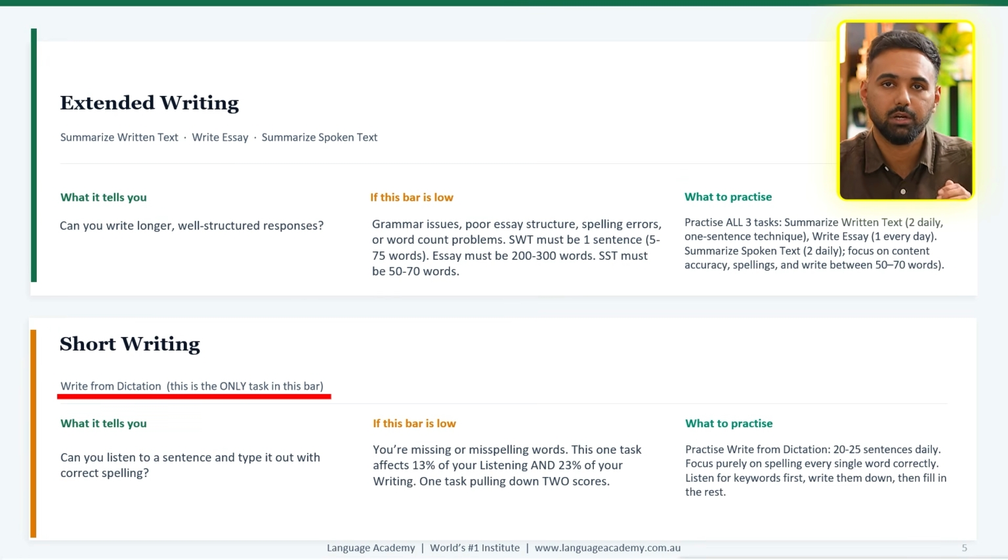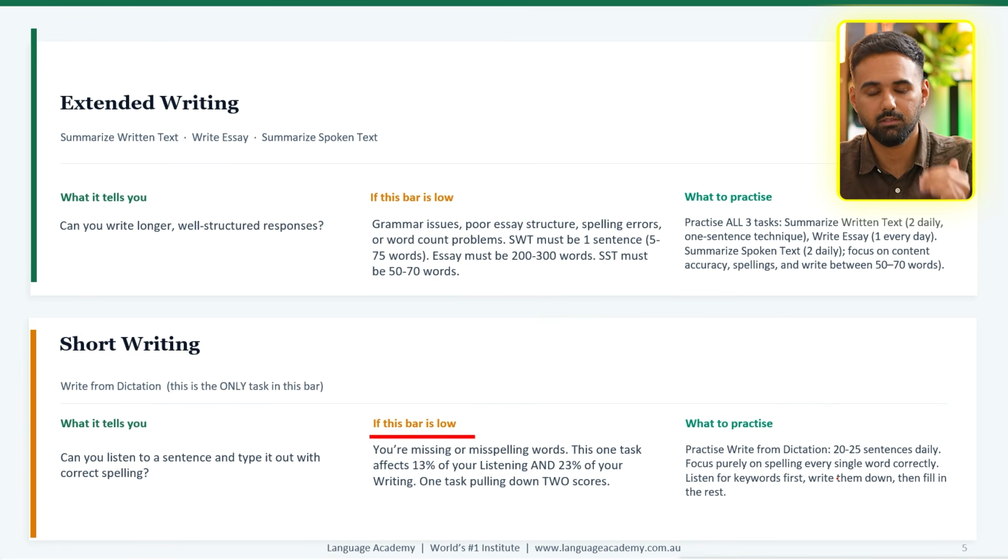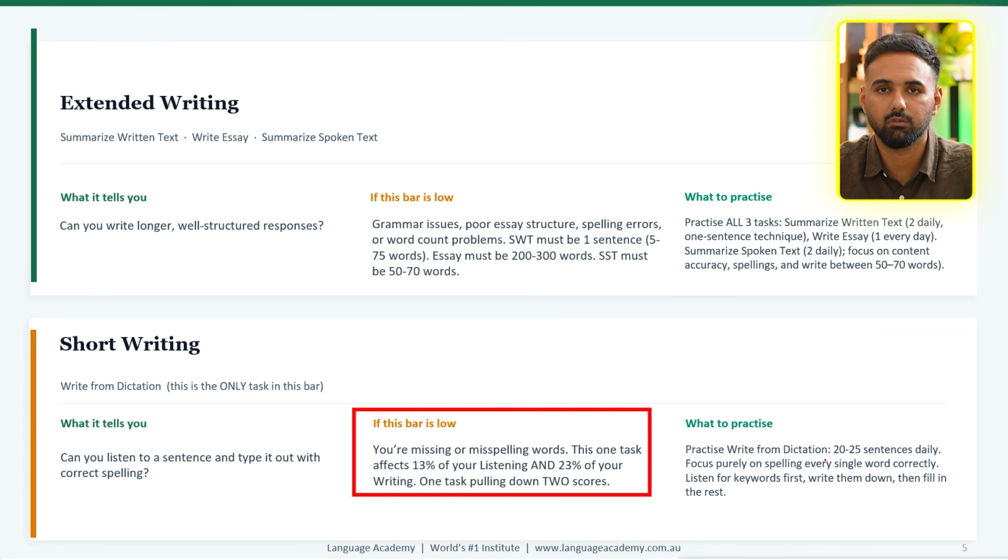Next is short writing. This is only write from dictation. What does this tell you? How well you have performed in write from dictation. If this is low, you need to make sure you work on write from dictation. Make sure you are careful with your spelling mistakes. You write all the words properly. On top of that, you take care of capitalization as well. If there's a proper noun or the first alphabet of the first word, you have to capitalize.